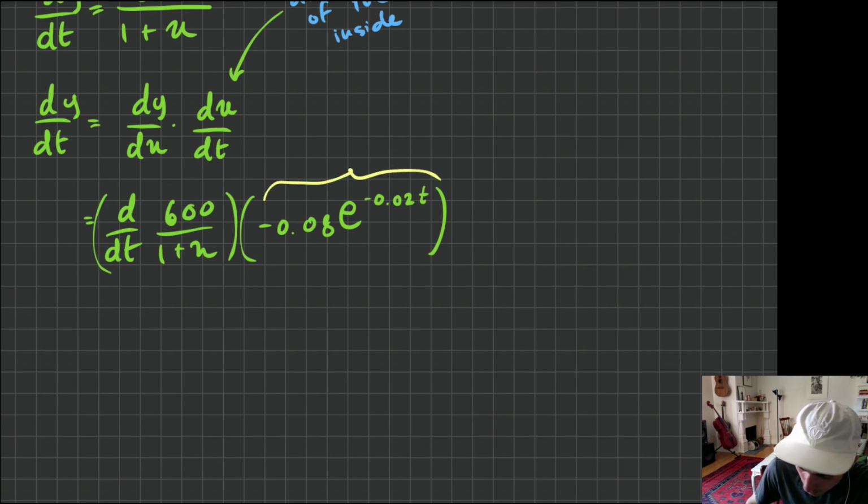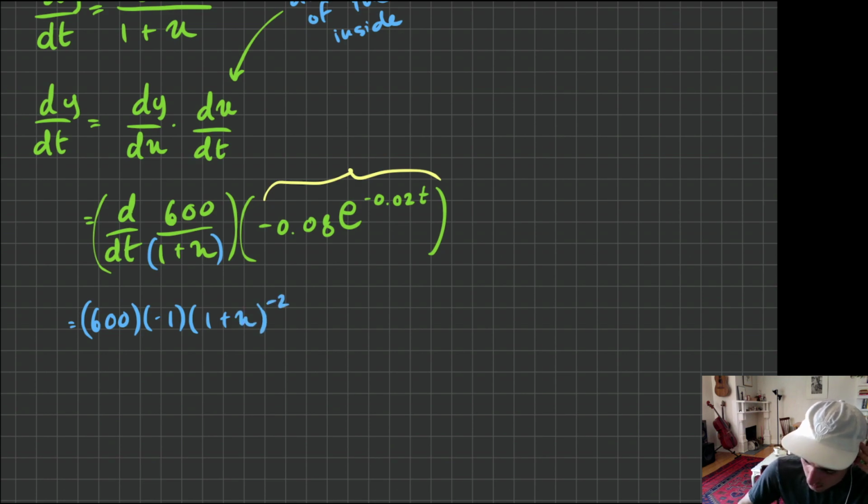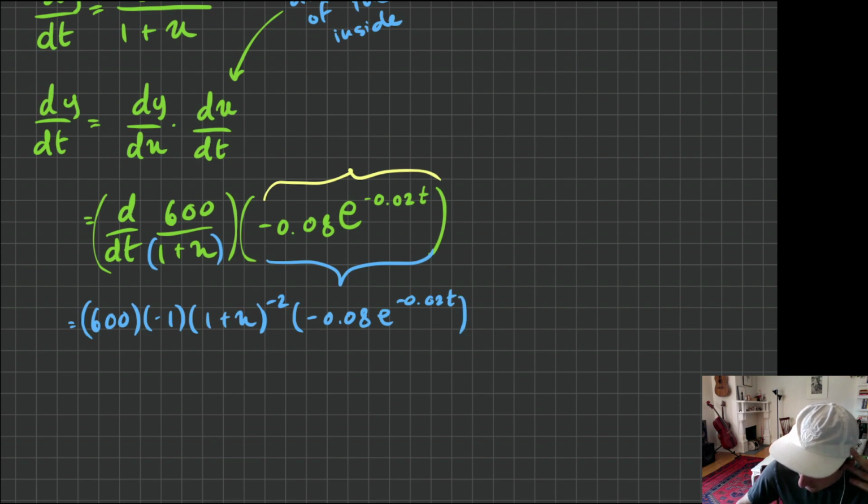Like we already figured out what that part is. The rest is just a fairly straightforward derivative to calculate. So this is going to be 600 times, well, you can kind of think of this as being multiplied by 600, except it's got an exponent of negative 1. So we'll just have negative 1 times 1 plus u to the negative 2, all times this thing, which is negative 0.08 times e to the negative 0.02 t.